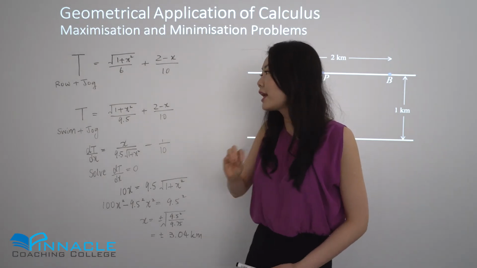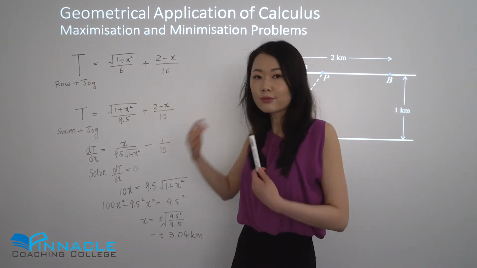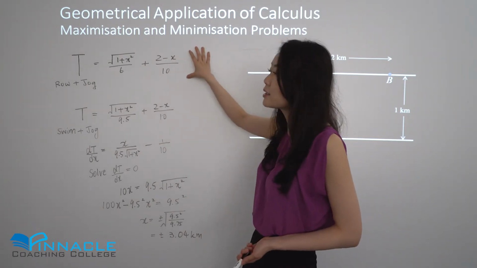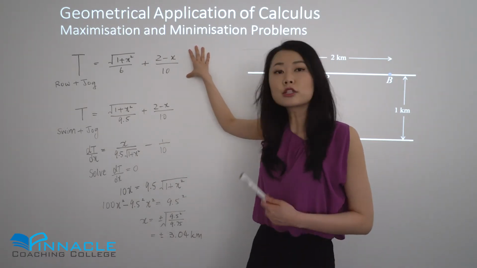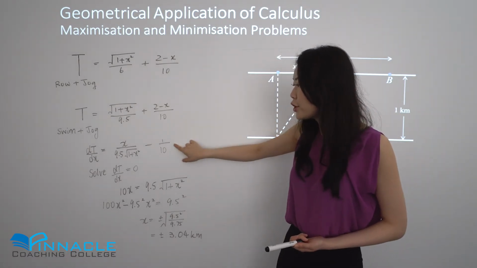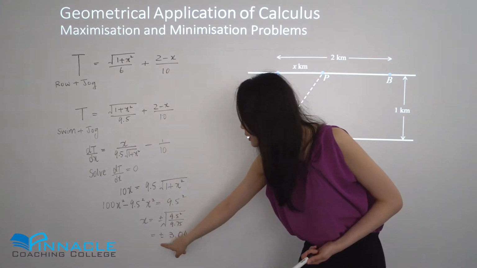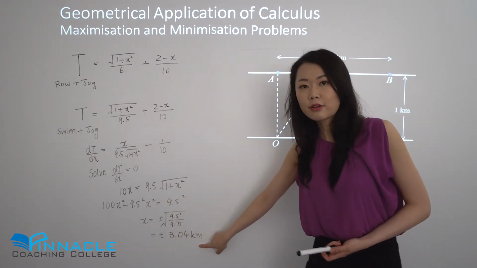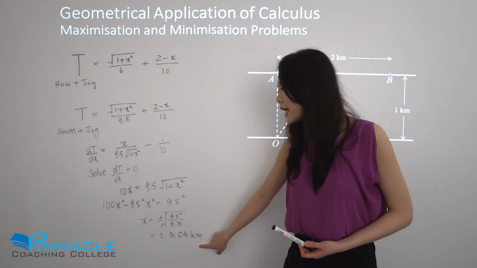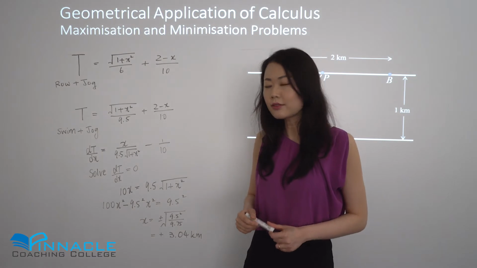So I've gone ahead and done the basic calculus work, so I haven't shown all the steps. It's very similar to how you would differentiate the original equation, but I just want to show you the difference in the result. So if you differentiate, that would be the derivative, solve it to 0, make x the subject. The key point is you get 3.04 kilometers. Okay, you can pretty much ignore the negative because it's a distance, it shouldn't be negative.